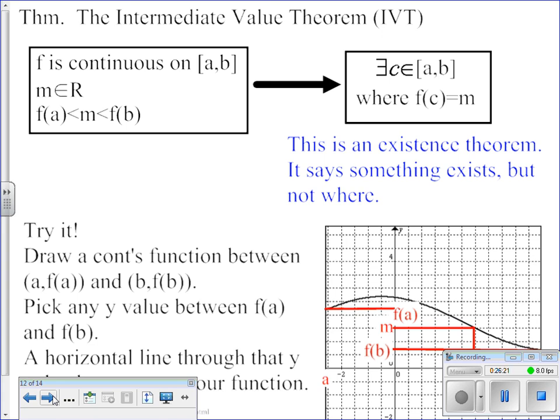So m is my y value. So I have 2 points. I have a and b. I have corresponding y coordinates with them. So I have the coordinate a, f of a, the coordinate b, f of b. And they are connected by a continuous line.